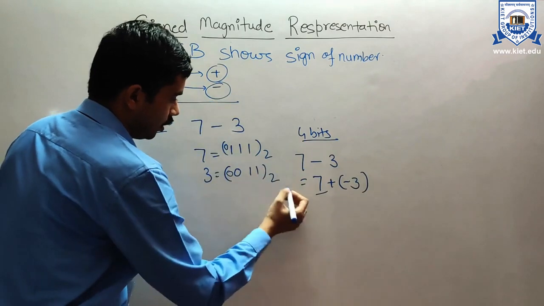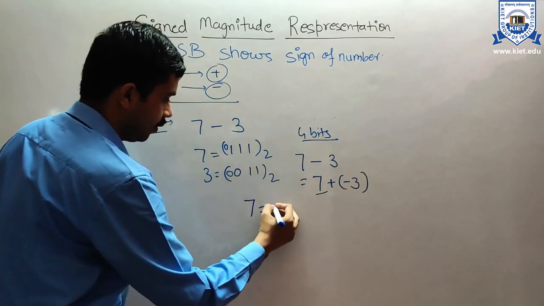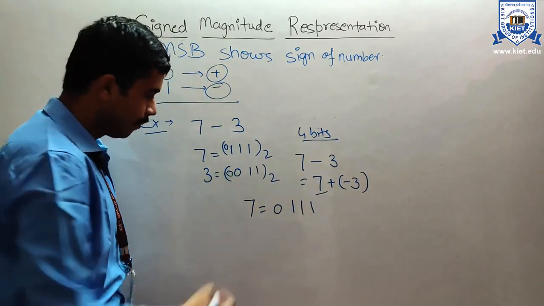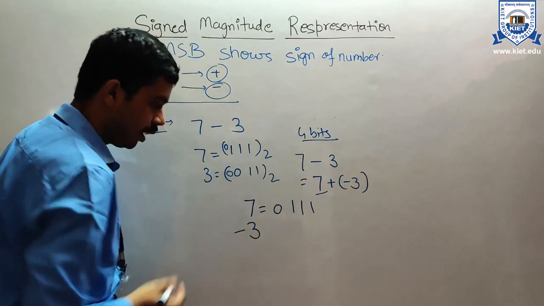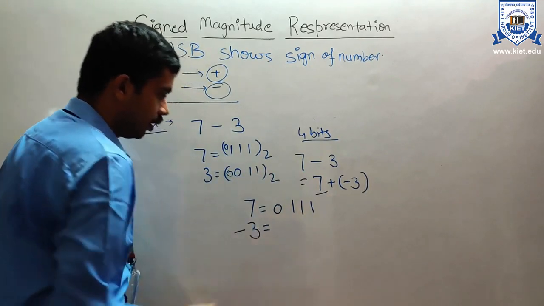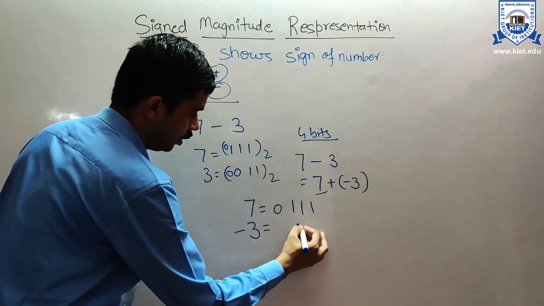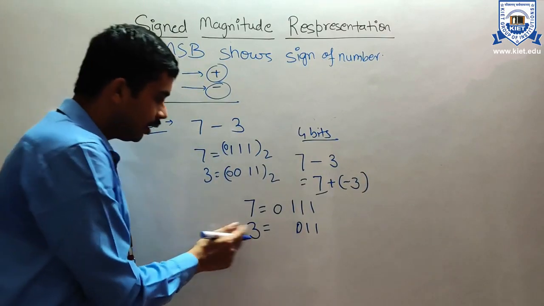So first we have to write 7, which will be 0 1 1 1. Then 3 and minus 3. The magnitude of 3 is 0 1 1, and the MSB will be the minus sign, that is 1.